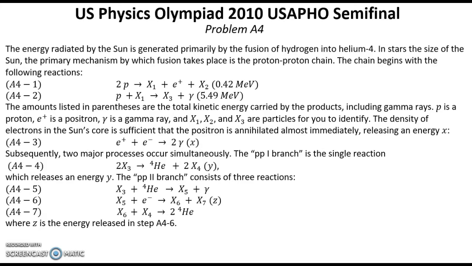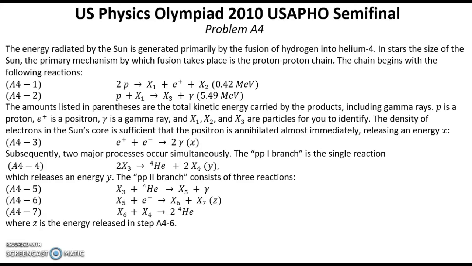US Physics Olympiad 2010. USAPHO Semifinal, Problem A4. The energy radiated by the Sun is generated primarily by the fusion of hydrogen into helium-4.